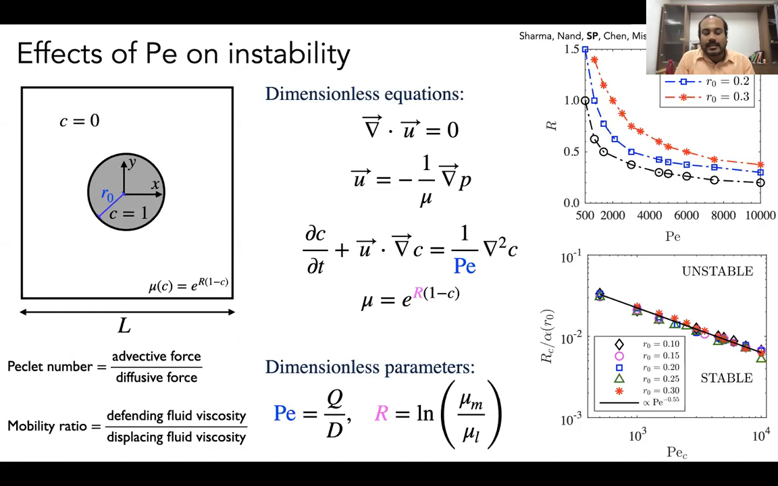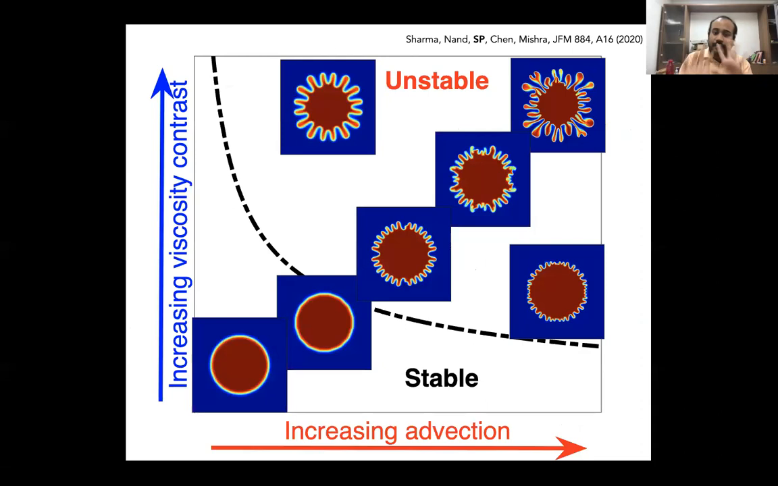Now, with this basic understanding of how the Peclet number and mobility ratio affect the instability, as well as the initial position of the interface, we want to move forward with the chemical reaction. But before doing that, this shows the summary of all these things I told.